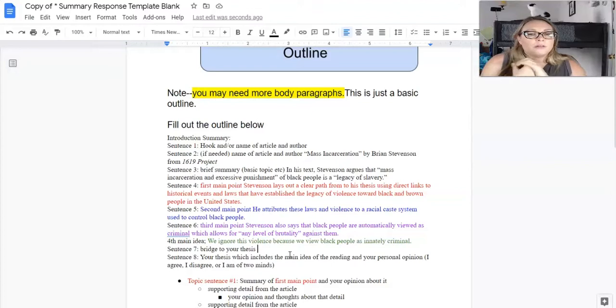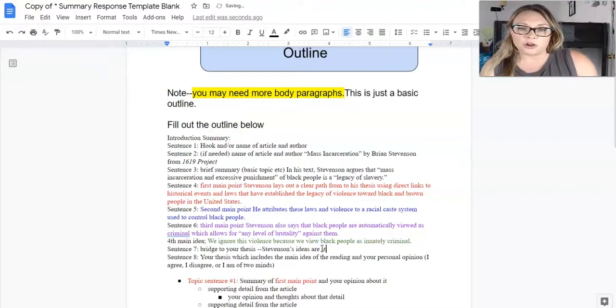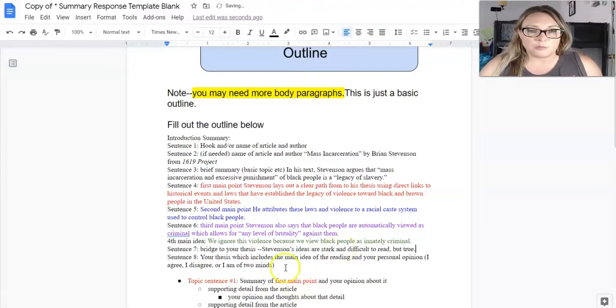Also a thesis sentence. So a bridge would be something like, let's see, I'm going to say something like Stevenson's ideas are stark and difficult to read. And I'm going to put "but true." And I'm going to put "true" because my opinion is that it's true. And then I'll put my thesis.